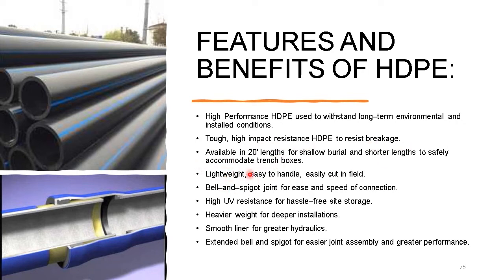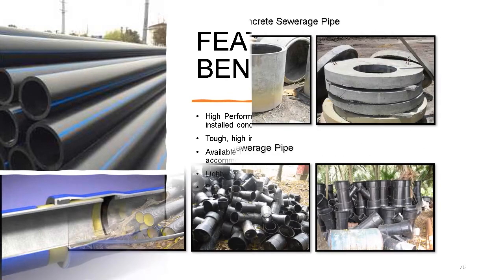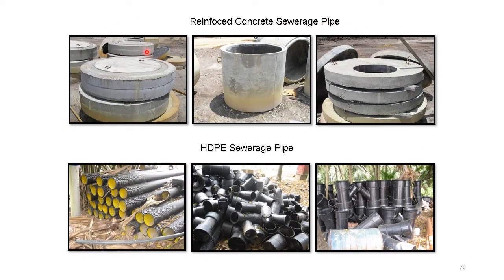It's available in 20-inch length for shallow burial and shorter length to safely accommodate trench boxes. It is lightweight, easy to handle, easy to cut in field. Bell and spigot joint for ease and speed of connection. High UV resistant for hassle-free storage. Heavier weight for deeper installation. Smooth liner for greater hydraulics. Extended bell and spigot for easier joint assembly and greater performance. This is the reinforced concrete sewage pipe. Nampak ni. And this is the HDPE, the spigot and bell.